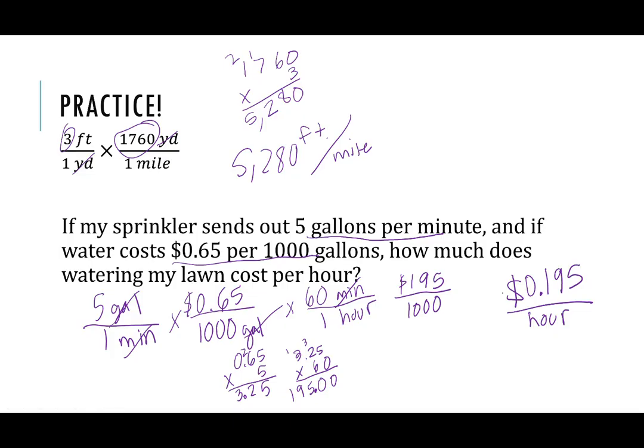So about 19.5 cents per hour. Of course, if we want to do dollars and cents, we're going to round to the nearest hundredths place. So that would be about 20 cents per hour to water the lawn. Now, it's not saying we're going to water it all day or anything like that. We're just saying how much does it cost for 1 hour? About 20 cents for that situation.